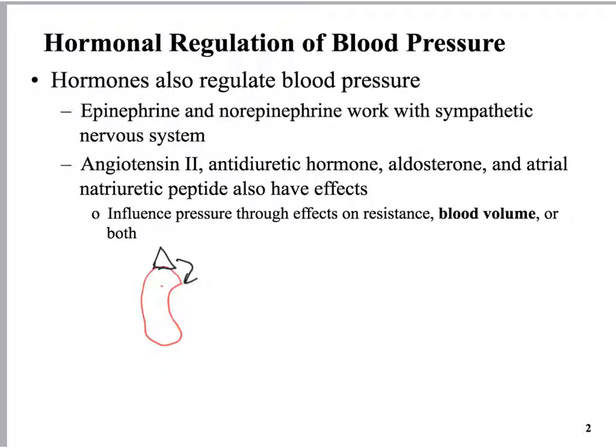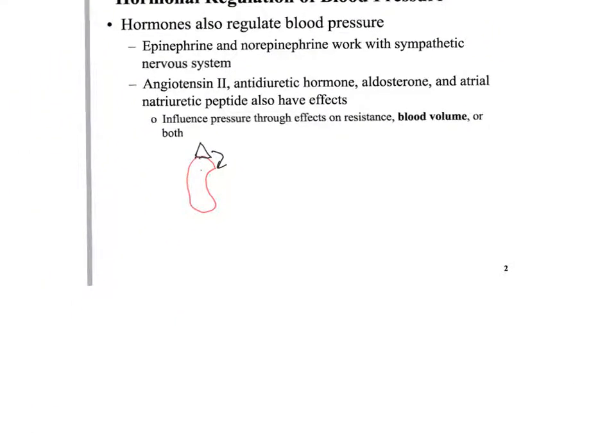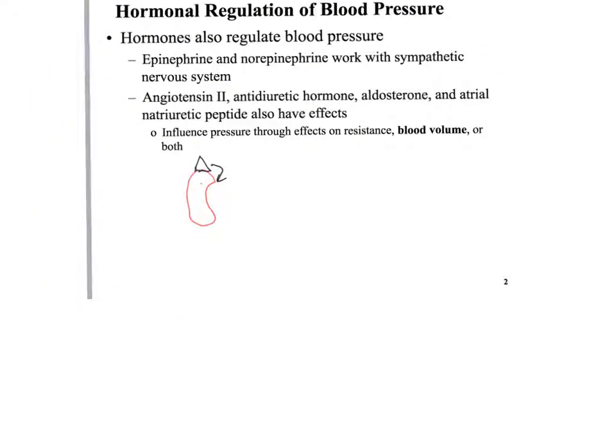All of these hormones are released by different areas, different glands, but most of them, all of them, influence pressure through effects, and I put it in bold for a reason. Most of the time, they influence pressure by changing blood volume, altering blood volume. Okay? So how does altering blood volume affect blood pressure? So if I have, what's blood pressure equal to?